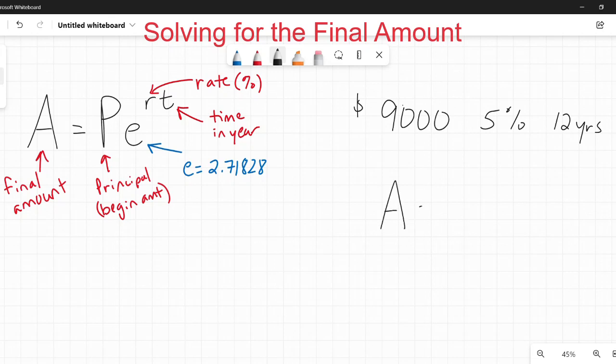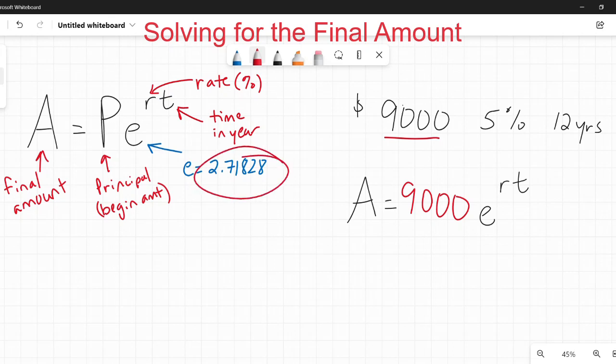Well, I'm going to write my formula here, and I'm going to replace one by one with what I have. Let me space that out. There we go. First, this 9,000, that is the principal. That is my beginning amount, 9,000. E is the constant, and I'm going to use the button on my calculator. I'm not going to substitute the 2.71828. If you need to, that's fine. If you do have that E button, just leave it as E for now.